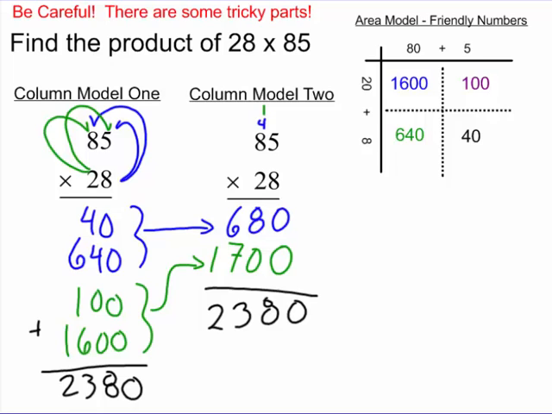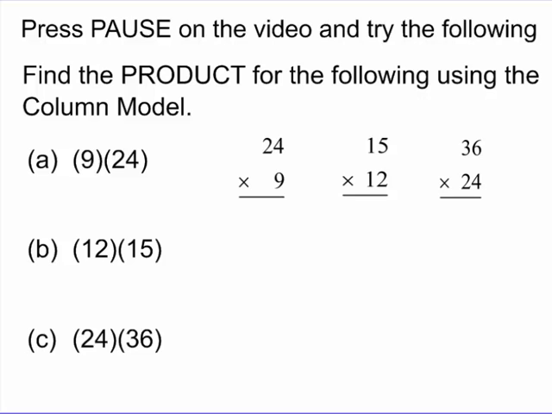So again, I'll reiterate. Area model first, column model number 1. If you're feeling really adventurous, try column model number 2. All right, I'll ask you to press pause on the video now and try the following. So if you could find the product of the following using the column model, so please press pause now.